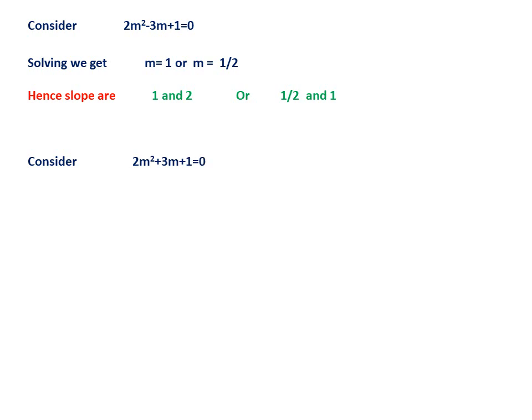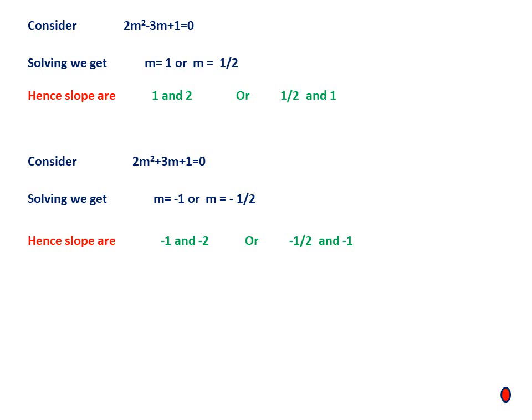Next you have to take the second one, 2m squared plus 3m plus 1. When you solve this one, you get m equal to -1, m equal to -1 by 2. I have not shown you the calculation, you know how to find it. Even you can use the formula for a quadratic equation, that is (-b plus or minus square root of b squared minus 4ac) by 2a, or you can split the middle term and find it. That you can do easily. Therefore the slopes are, if you take -1, then it is -1 and -2, and if you take -1 by 2, then it is -1 by 2 and -1. So these are the possibilities. So this is the 11th question.